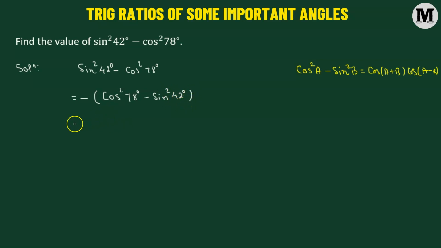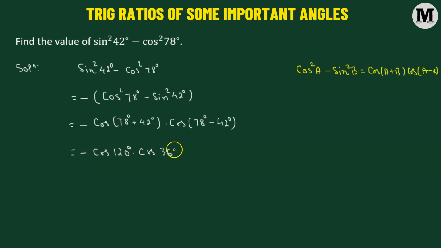Now we can use the formula. So we get negative of cosine of the angle A, which is 78 degrees, plus B, which is 42 degrees, multiplied by cosine of angle 78 degrees minus 42 degrees. That will become equal to negative cosine of the angle 120 degrees times cosine of angle 36 degrees.